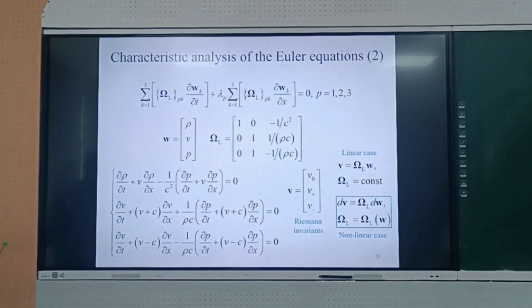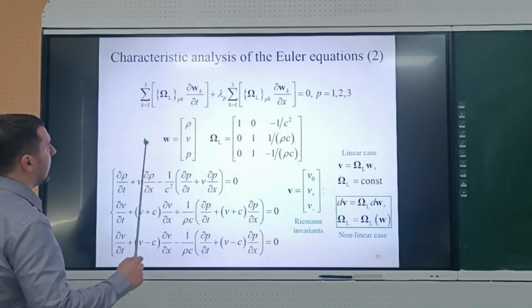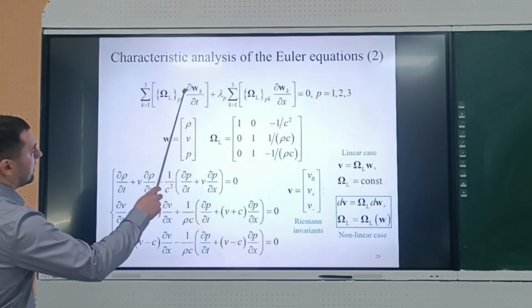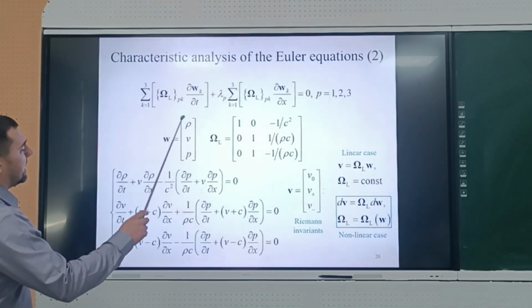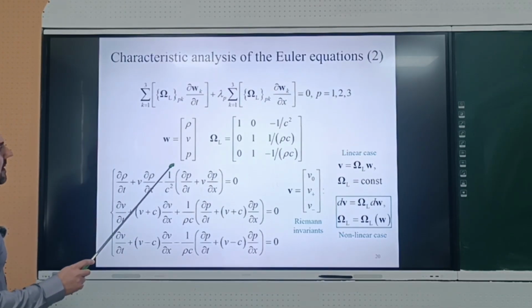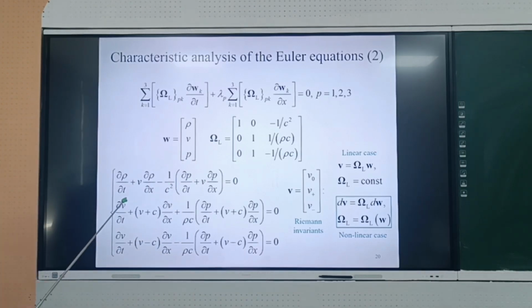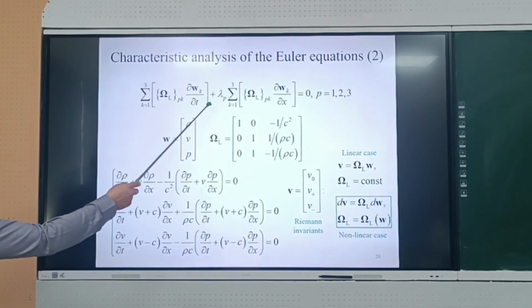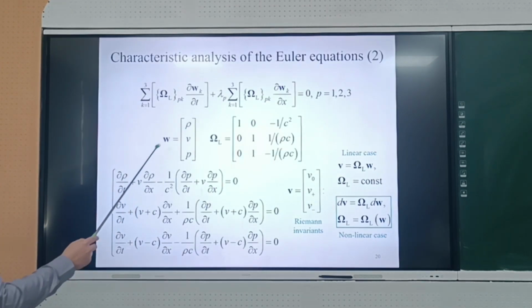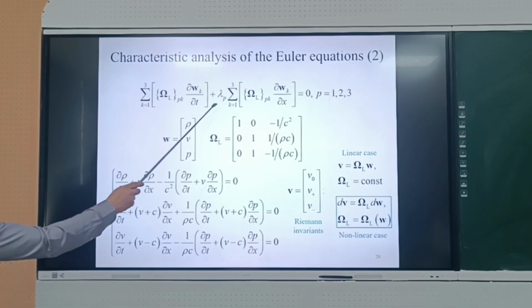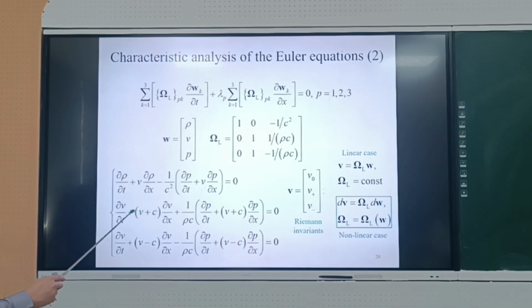Next, let's specify what we obtained for each component. What is W? I just remind you that this is the vector of primitive variables, rho, V, p. What is omega L? It is the vector of left eigenvectors. And lambda 1 is V, lambda 2 is V plus C, lambda 3 is V minus C, and we just specify what this means.